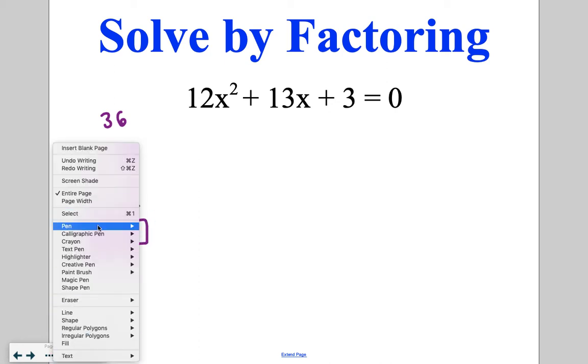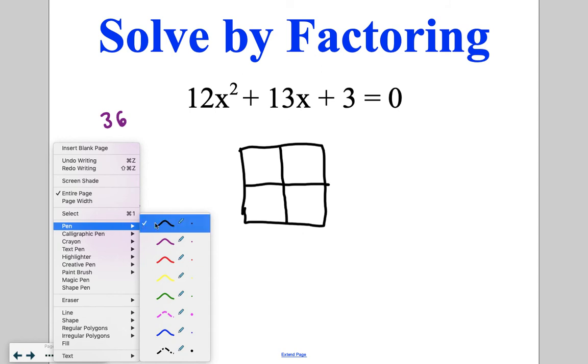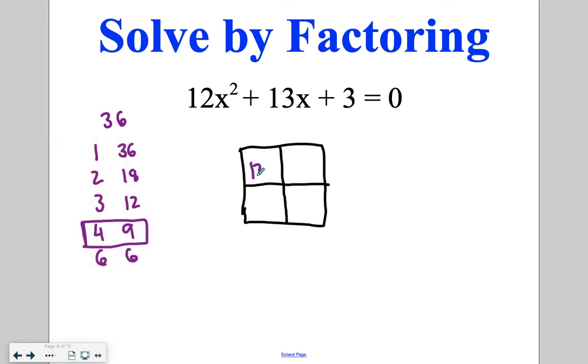So you're going to go ahead and set up that box, remembering that in the top left corner, so in that first space, you're going to put the front value. So in this case, your front value is 12x squared. In these diagonal two boxes, you're going to split 13x up. I'm going to put 4x here and 9x over here. And then you have your back factor in that remaining box.